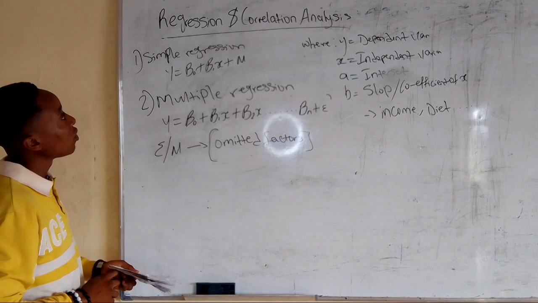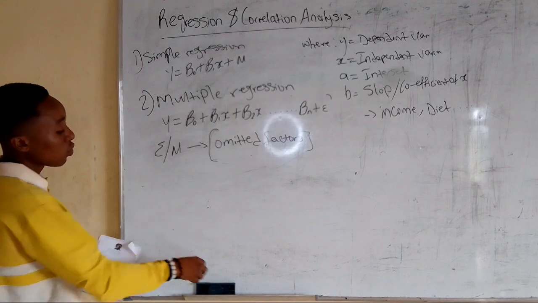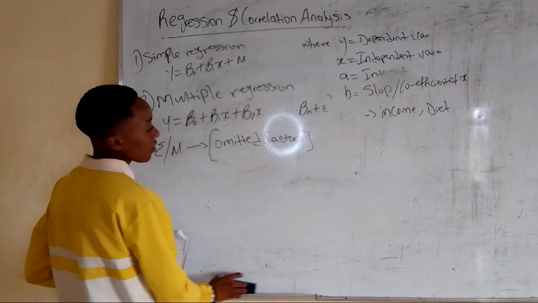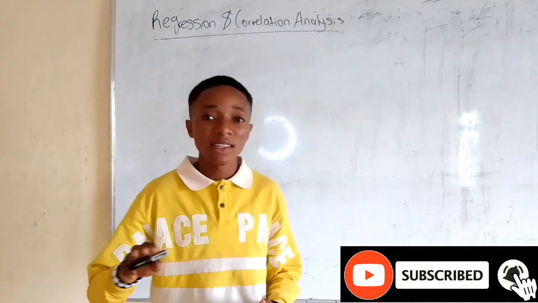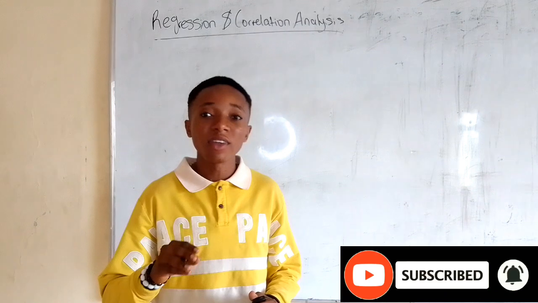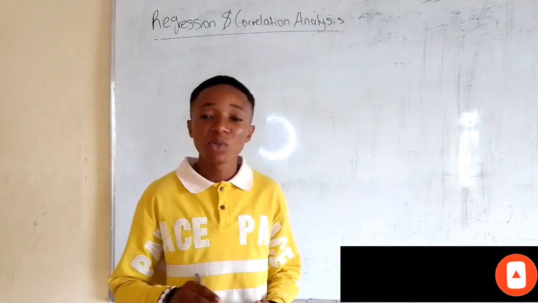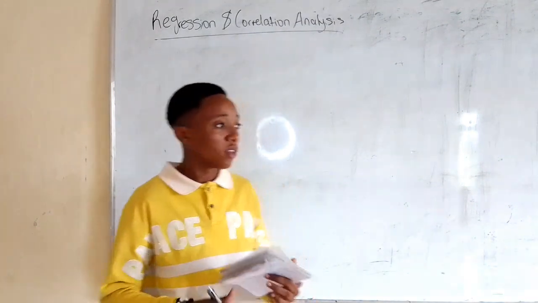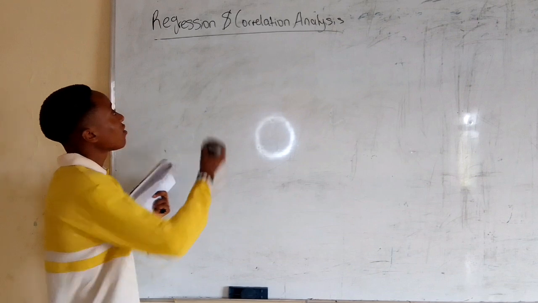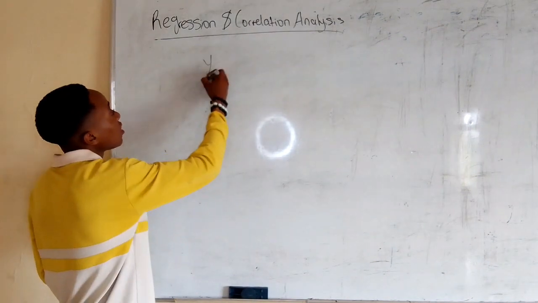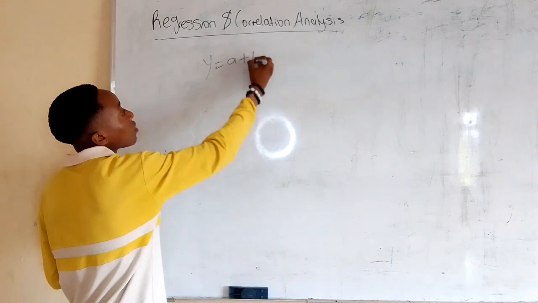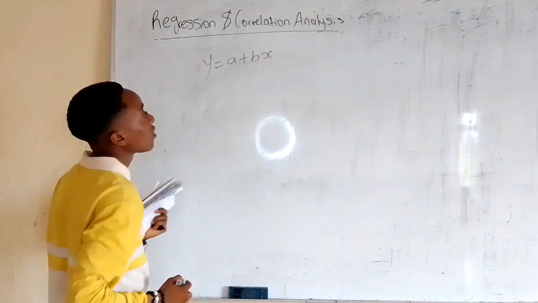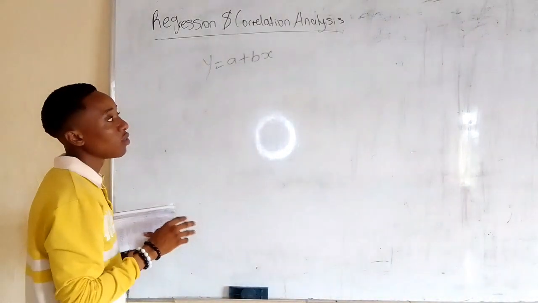So I think we're done with regression. Now let's move into correlation analysis. The correlation coefficient measures the extent and strength of a linear relationship between two variables. So we have our linear relationship, let's say equal to a plus bx. Do not try to use this with regression.